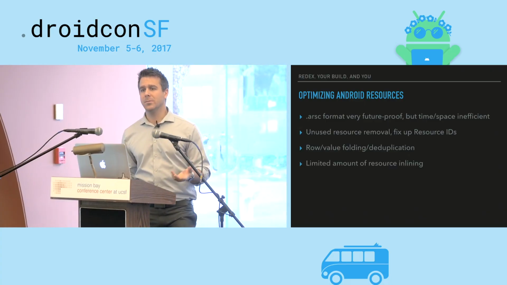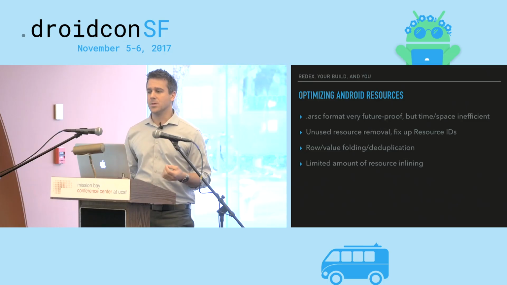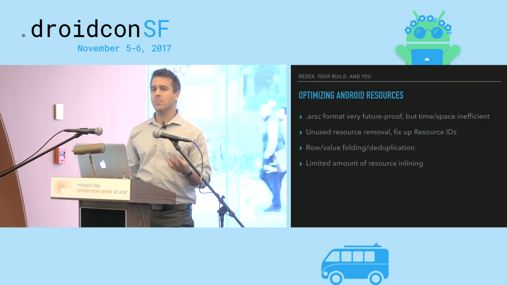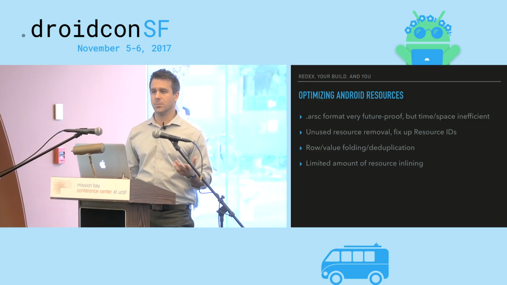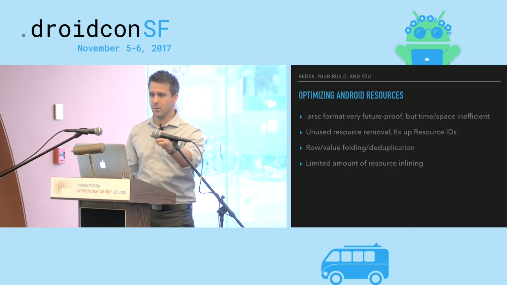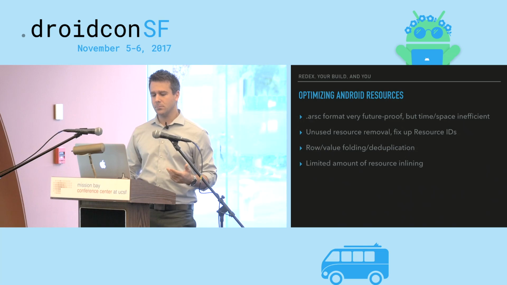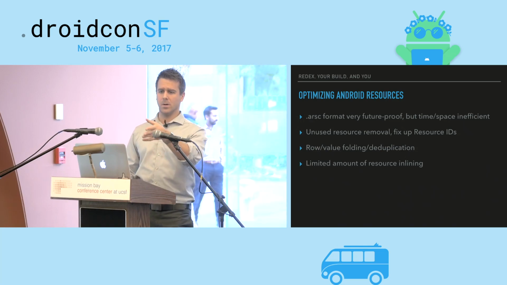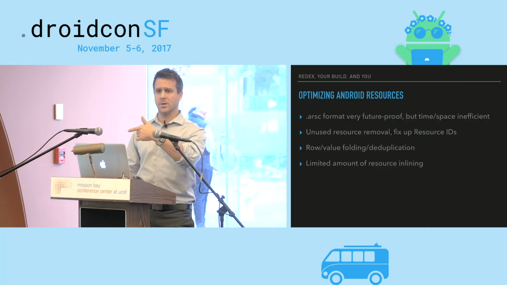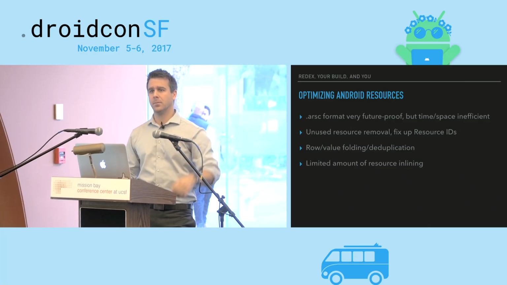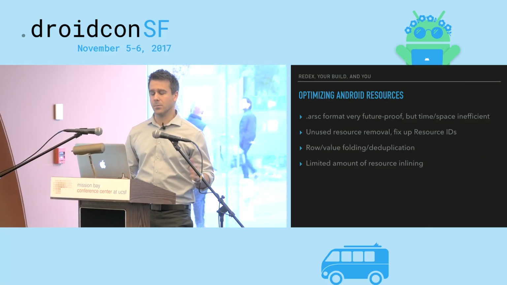Finally, Redex will do a limited amount of resource inlining. If you refer to numbers or directly to your dimensions in code, then at runtime Android has to go and look up the resources, chase down this value, load it off the disk, and say, okay, finally I have this number in a variable. Redex is able, for certain numbers, to say, oh, you want this number out of that file? I know what it is, so I'm just going to put that right in the bytecode and bypass the entire loading process.